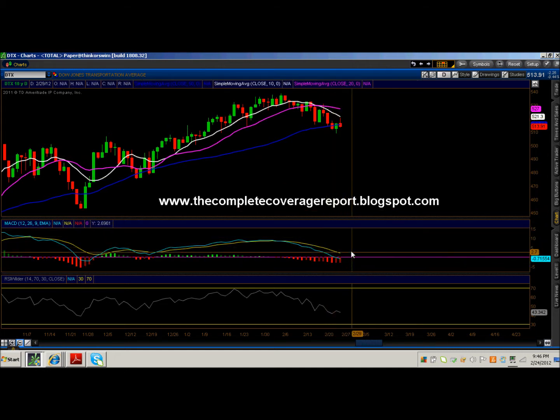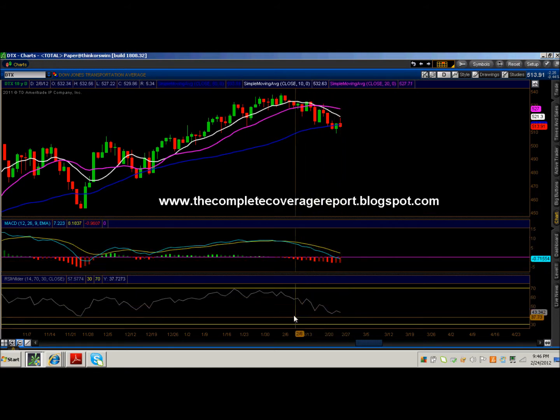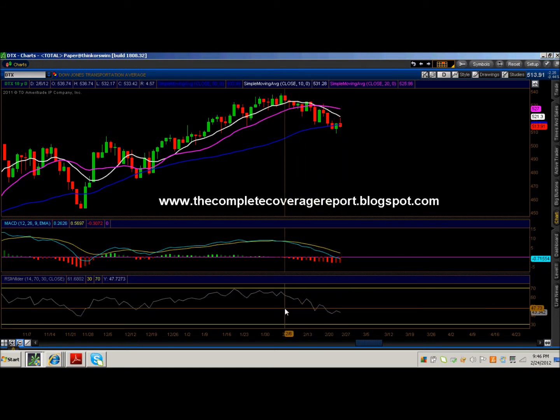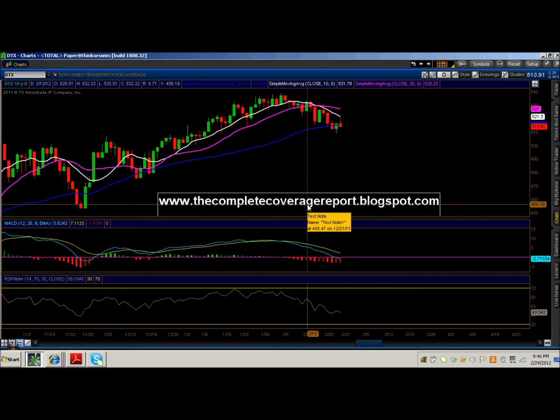We've dipped below the center line on the MACD. The RSI has broken below the 50 level. This is bearish, and this is showing weakness on this chart.